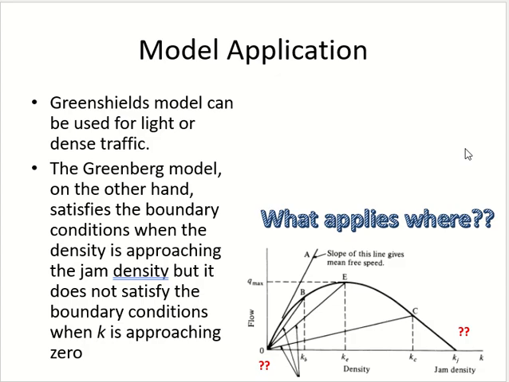Now we have two models, right? The Greenshield, the linear one, this one.